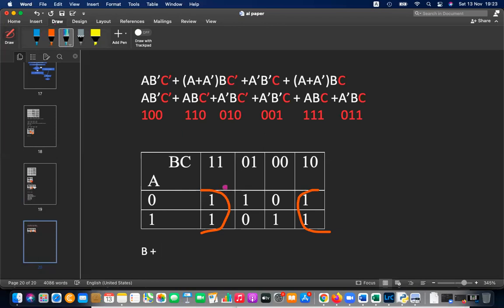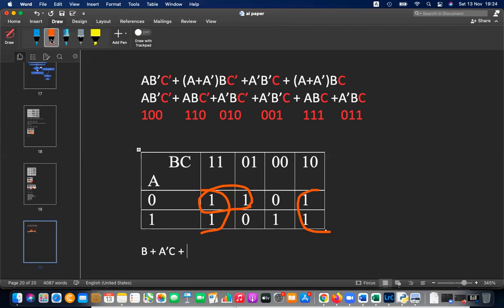The next group. Let's use some other color. These 2 are a group. What is that? It's bigger. Let's use the same color. These 2 are a group where A is 0 and C is 1. A is 0, A naught, and you can see C is 1. So that is none other than A naught C.